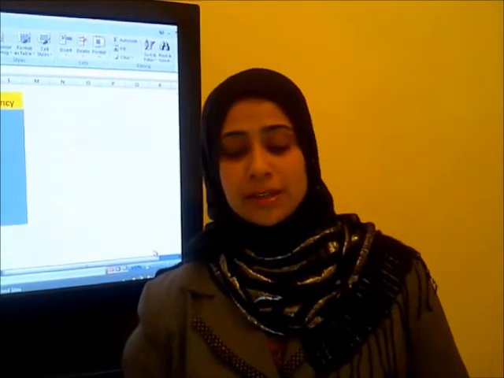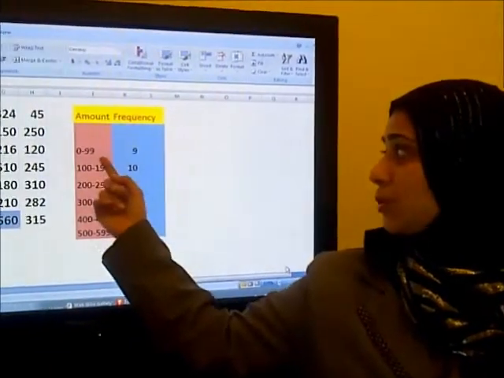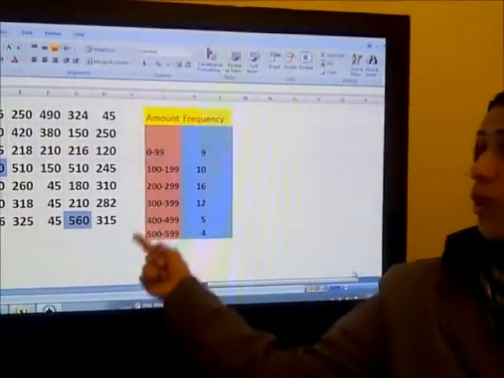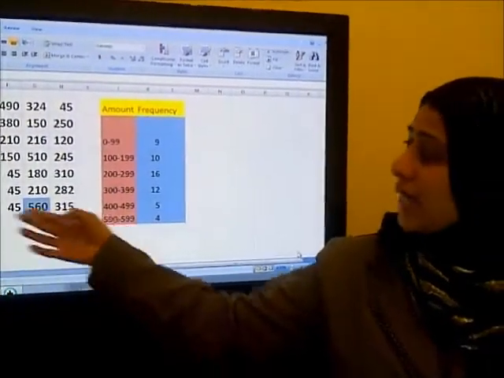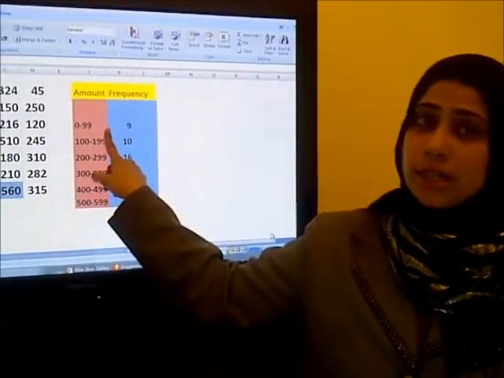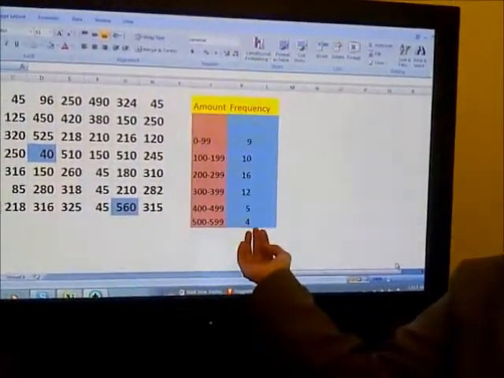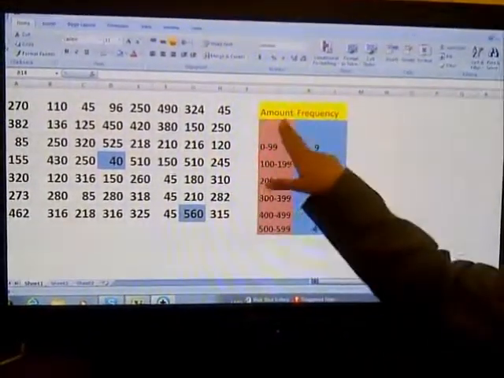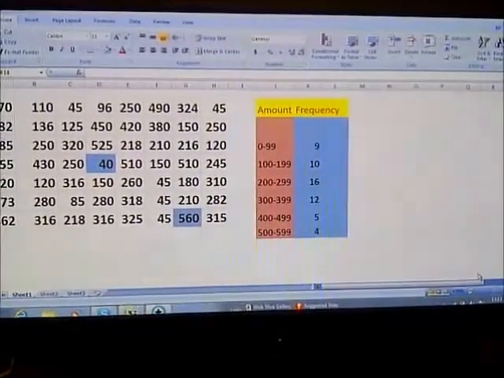The groups that I make here: I make a group from 0 to 99. This is the amount spent in pence from 0 to 99, amount spent in pence from 100 to 199, and so on and so forth till amount spent from 500 to 599. As I go across the data given, I see that there are 9 people who spent between 0 to 99, 10 who spent between 100 and 199, and so on, till I have 4 people who spent from 500 to 599. Now as you see, this frequency table gives some sense to what my data wants to say.